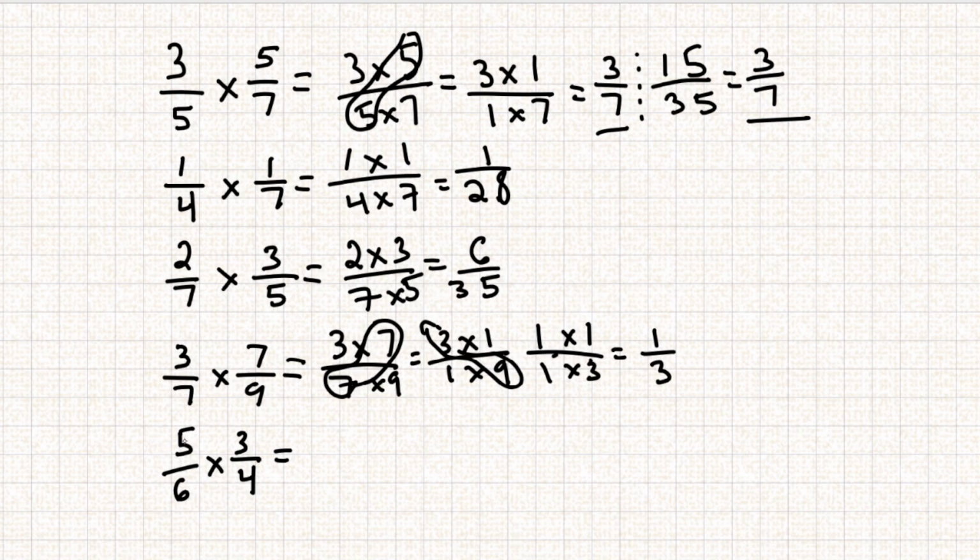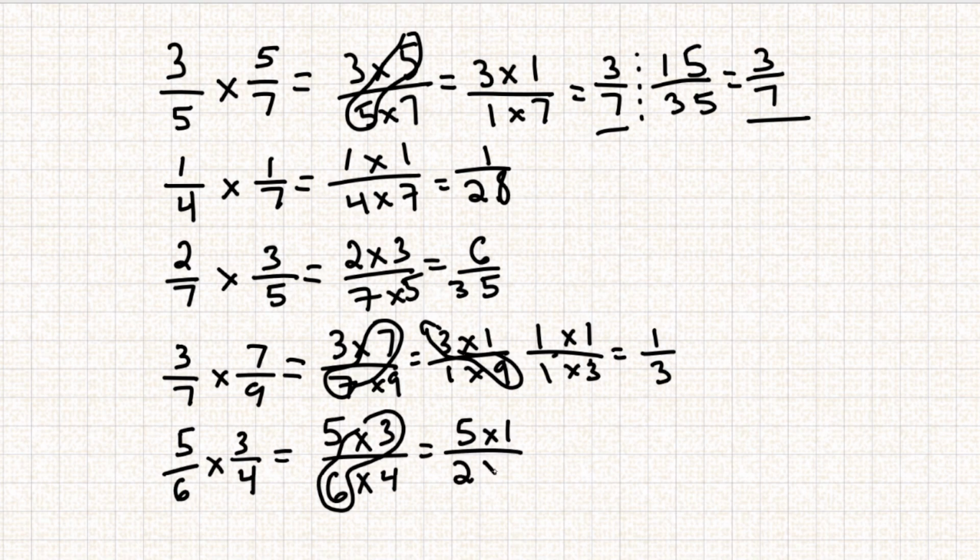The last example is 5/6 times 3/4. So that's 5 times 3 divided by 6 times 4. Here we can simplify 3/6, and that comes out to 1/2. So that's 5 times 1 divided by 2 times 4, which comes out to 5/8.